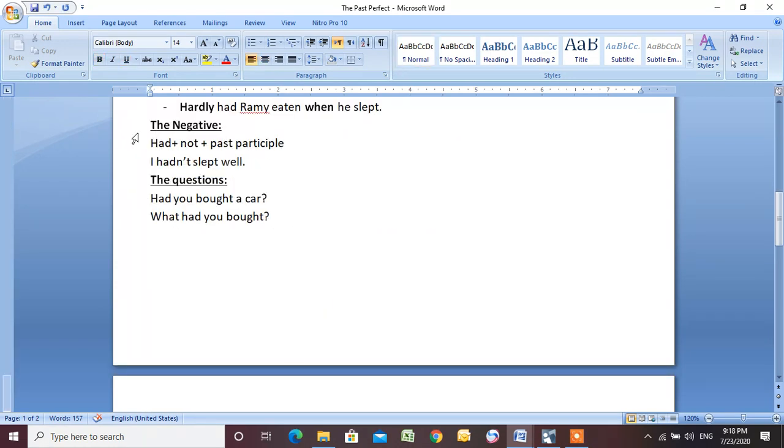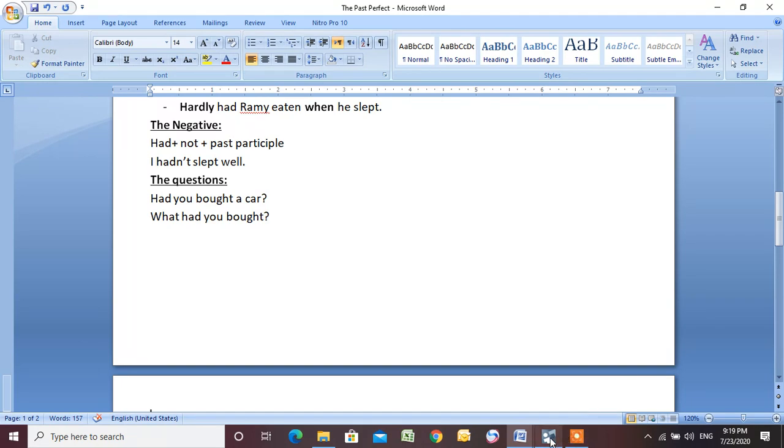How can we form the negative? We put had plus not plus past participle of the verb. So, I hadn't slept well. The questions: had you bought a car? Or what had you bought? So again, you use had as your helping verb.